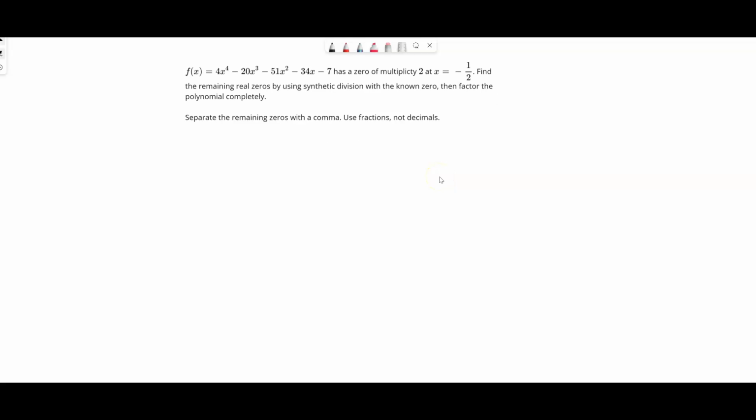All right, let's take a look at using a zero to find the remaining zeros with synthetic division. Okay, so with synthetic division, we're given that there's a zero of multiplicity 2. And x equals negative 1/2 is the zero. So we're going to set up synthetic division with 4x to the fourth, negative 20x cubed, negative 51x squared, negative 34x, and minus 7.